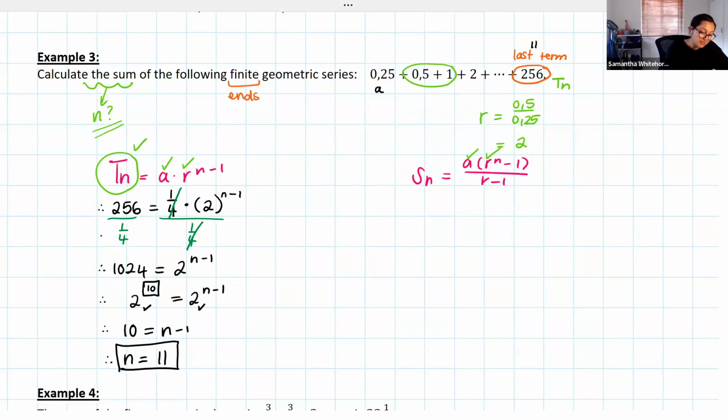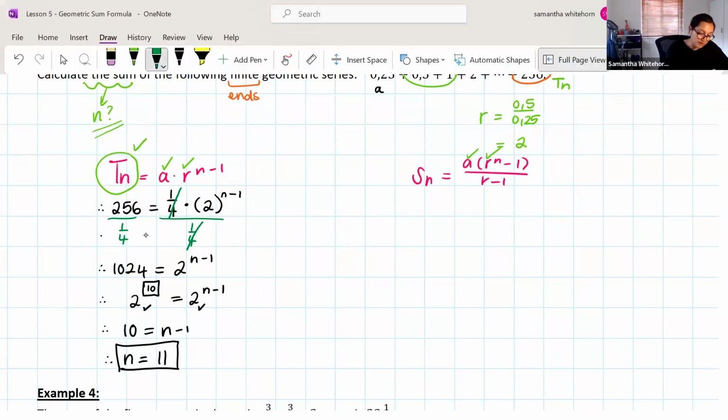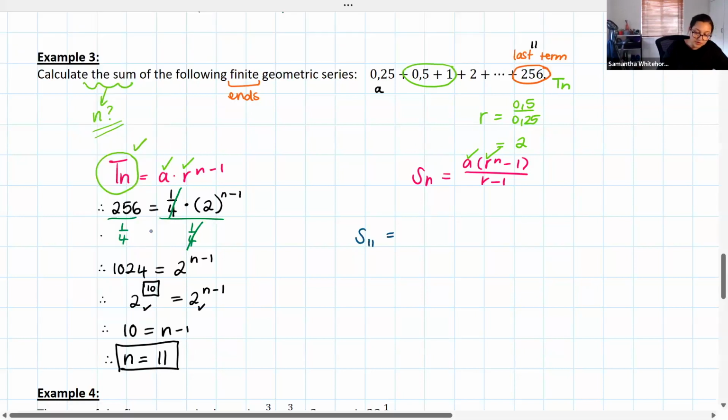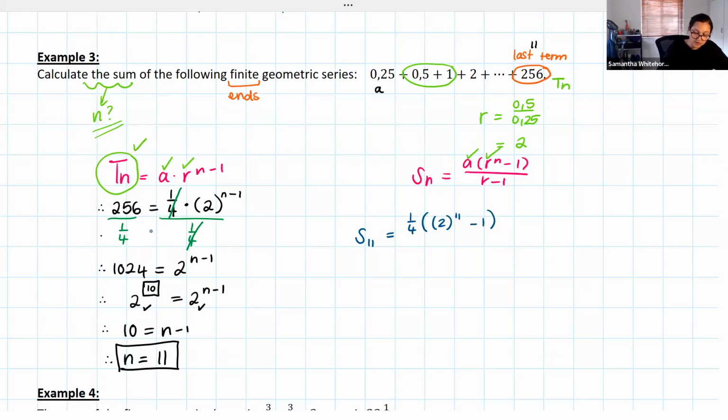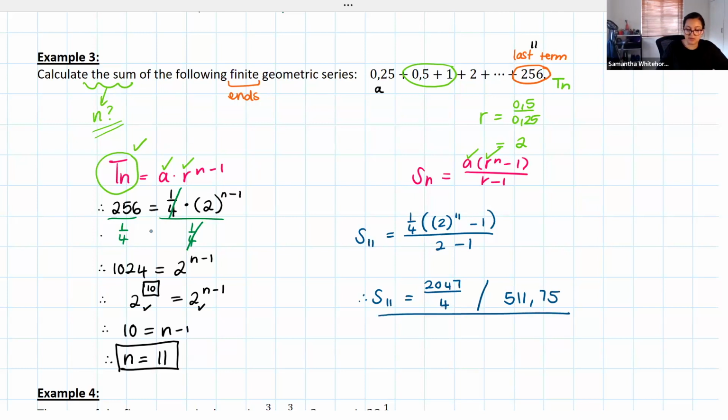And so now when it comes to the sum of this finite series, that's easy. I want the sum of 11 terms. So A is a quarter times R, which is 2 to the power 11 minus 1 all over 2 minus 1. And we've got all the information we need. We put it into our formula. We put it into our calculator. And we get that the sum of these 11 terms in this finite series is 2047 over 4. Or, if you don't like that, 511,75 or 511 3/4, whatever you want.